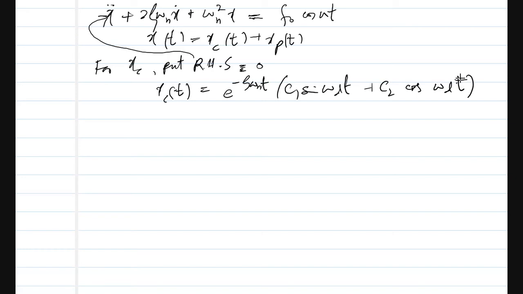Now we are only interested in the solution of forced vibration. That is the only difference in this equation. So we are interested in x p of t. Clear?